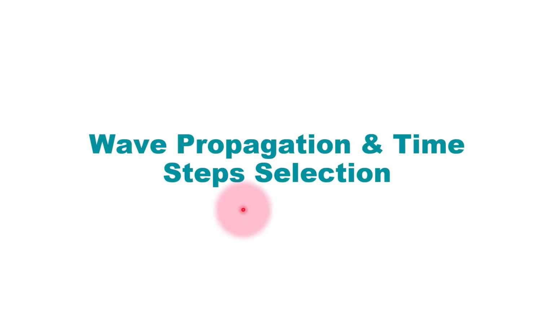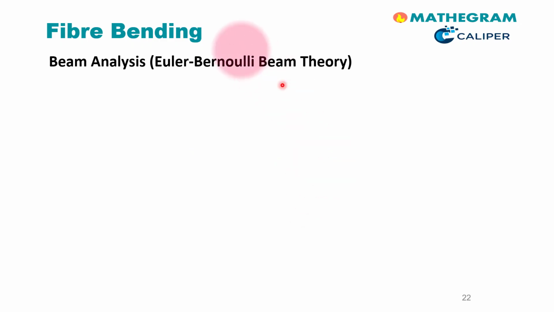And here we are. Welcome to this chapter on wave propagation and time step selection in the context of flexible particle models. We start with the underlying theory that allows us to understand the transient deformation behavior of a beam, which is the well-known Euler-Bernoulli beam theory.